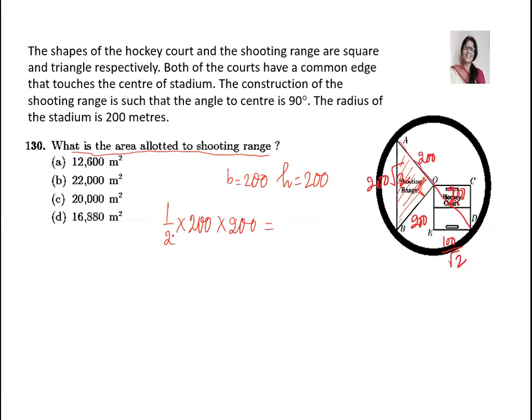So the 2 will cancel. You will get 20,000 meters square. Now where are the options? Options are 12,600, 22,200, 20,000. So C is the option. C is the answer of this question. So I hope it is clear. It is a right triangle. So we can give the area by multiplying base into height or altitude. Base is your 200, height is also 200.